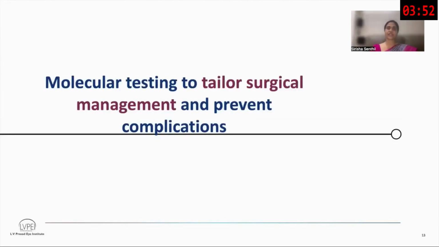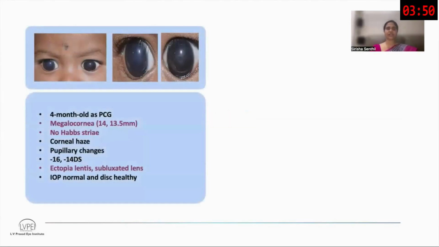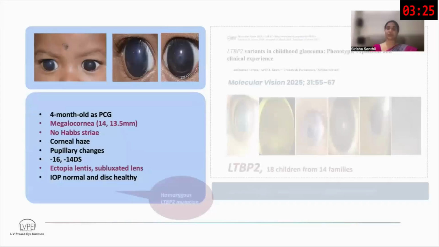Sometimes we may also tailor our surgical management accordingly. So this was a child who presented as a primary congenital glaucoma with an enlarged corneal diameter and a corneal haze in the right eye. But what is very striking is this child, despite the enlarged corneas, did not have Haab's striae. There was a mild corneal haze, but there were also some pupillary changes that we saw. There was a subluxated lens and very high myopia. So this child had ectopia lentis, and the intraocular pressures and discs were healthy.